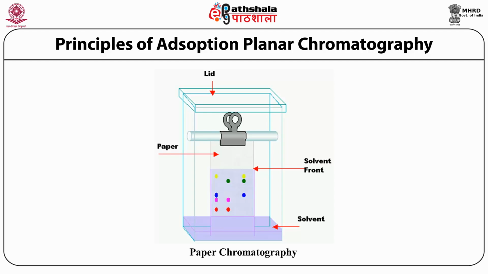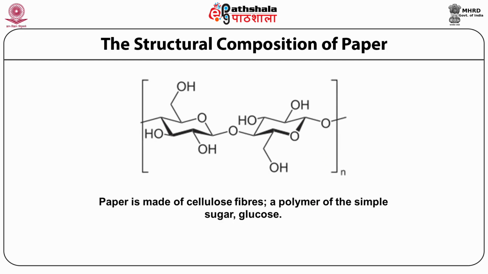The molecules that dissolve early rise up high on the chromatogram and their RF values are greater. The chromatographic paper is made up of cellulose and its structural composition helps the analytes to get adsorbed on its surface and immobilize readily.